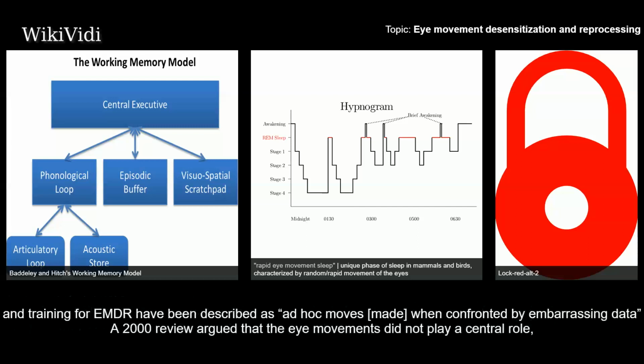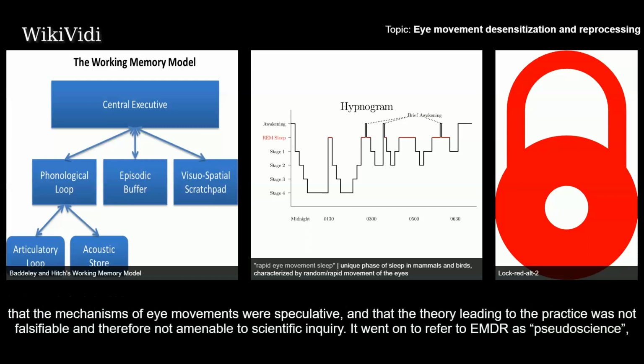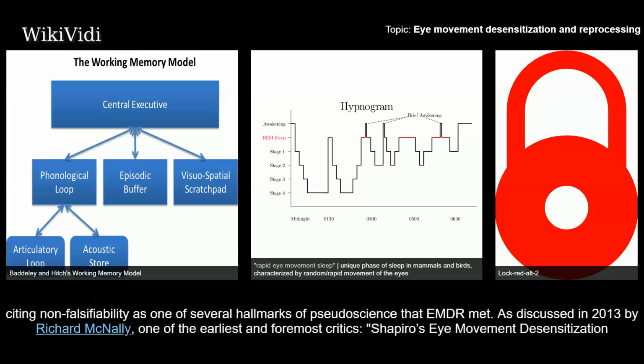When confronted by embarrassing data, a 2000 review argued that the eye movements did not play a central role, that the mechanisms of eye movements were speculative, and that the theory leading to the practice was not falsifiable and therefore not amenable to scientific inquiry. It went on to refer to EMDR as pseudoscience, citing non-falsifiability as one of several hallmarks of pseudoscience that EMDR met.